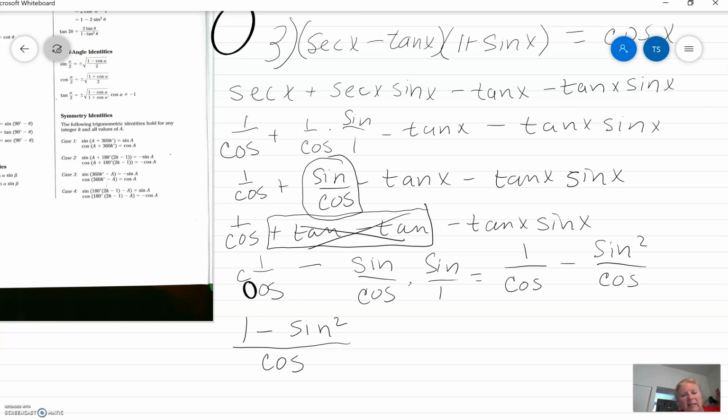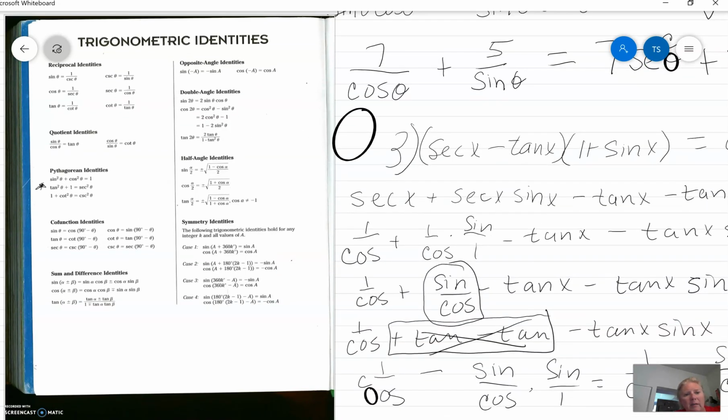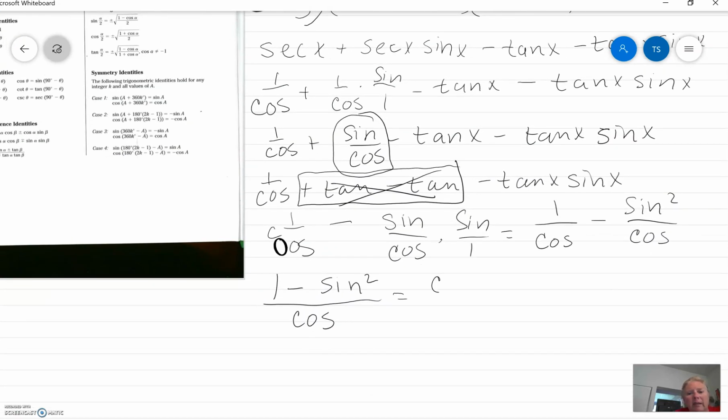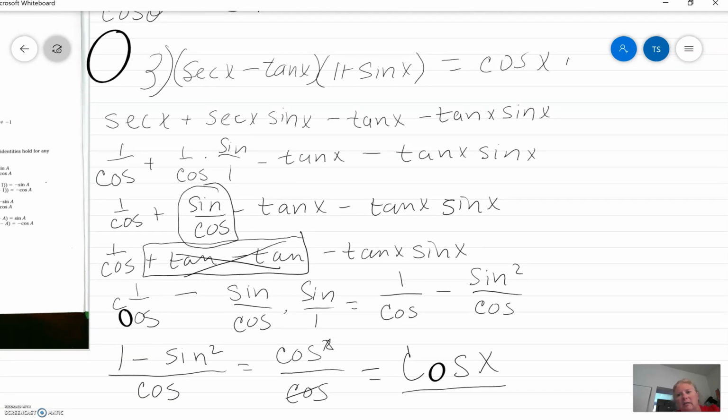Well, 1 minus sine squared, there's another Pythagorean identity. The first Pythagorean identity, we can manipulate that. We can subtract both sides. So 1 minus sine squared equals cosine squared. So this is cosine squared over cosine. And then they cancel. And so our final answer here is cosine x. Okay, and there it verified because that's what we were trying to prove. Check, check.